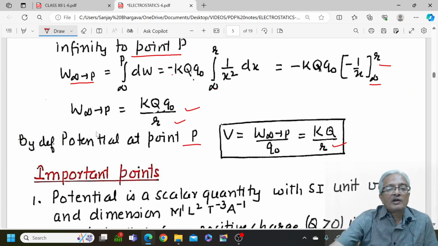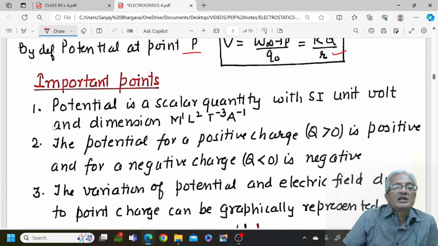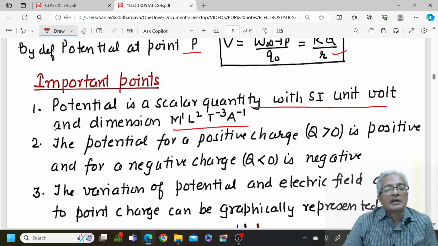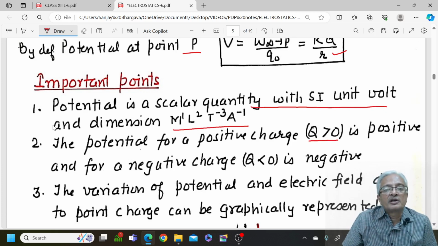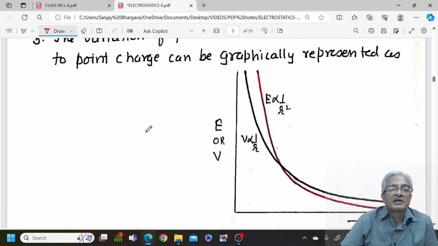Now, what inferences can we draw from this relation for potential? We find that potential is a scalar quantity with SI unit volt, and the dimensions are M1 L2 T^-3 A^-1. The potential for a positive charge, that is Q greater than 0, is positive, and for a negative charge it is negative.